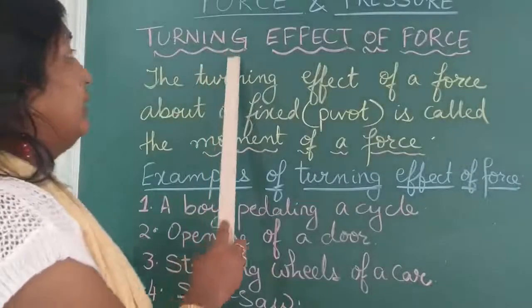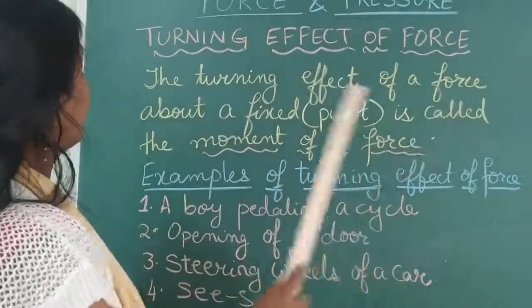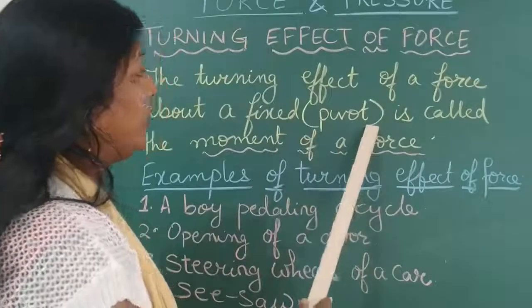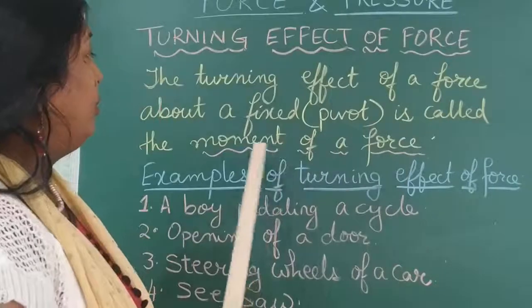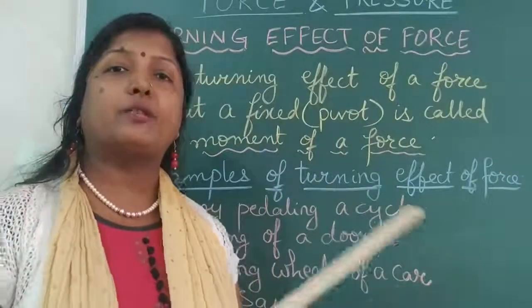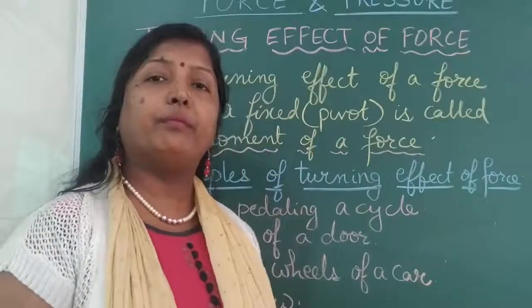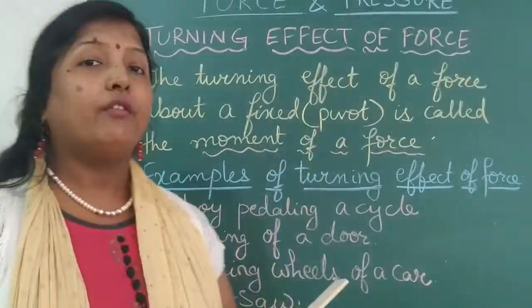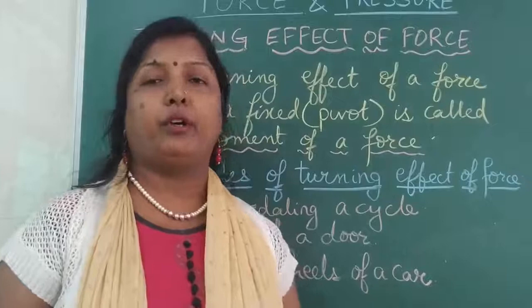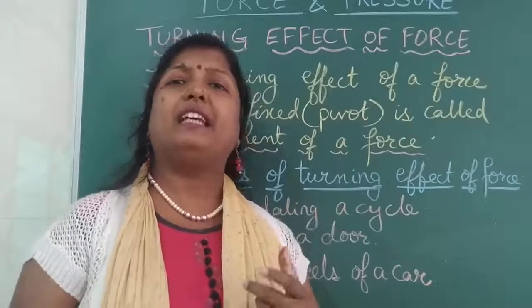Let us see the definition of this. Turning effect of force: the turning effect of a force about a fixed or pivot point is called the moment of a force. This moment of force is also known as moment only, or in some places we say torque. All of them mean the same, that is, the effect brought about by the force when a body is fixed at a point. That fixed point is also known as the pivot point. It is also known as the hinge point.